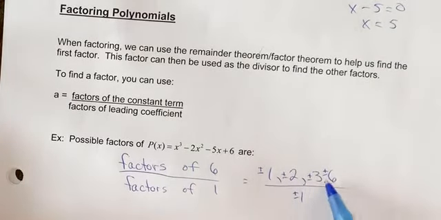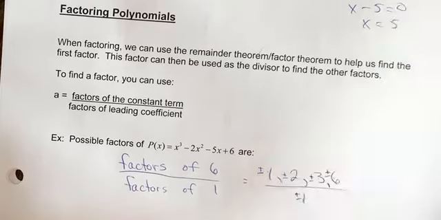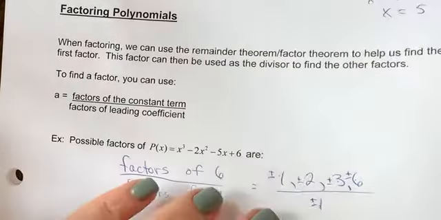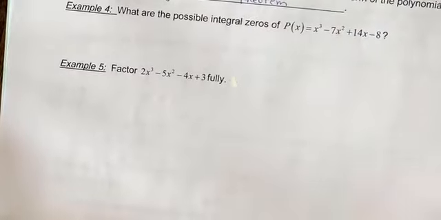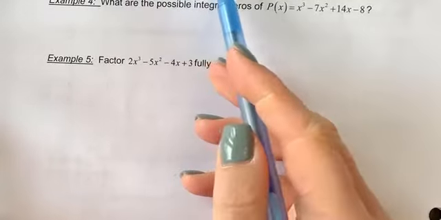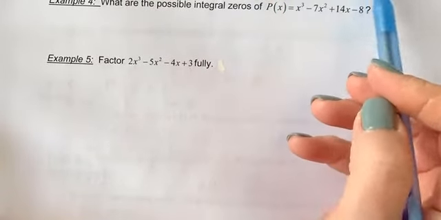Now it gets time consuming because 1 divided by 1 is 1, 2 divided by 1, 3 divided by 1, 6 divided by 1. There's a lot of options. So 1 is always going to be a factor. So because of that, we sometimes use what's called the integral zero theorem. So often we'll just use the factors of the constant term to find the first factor.